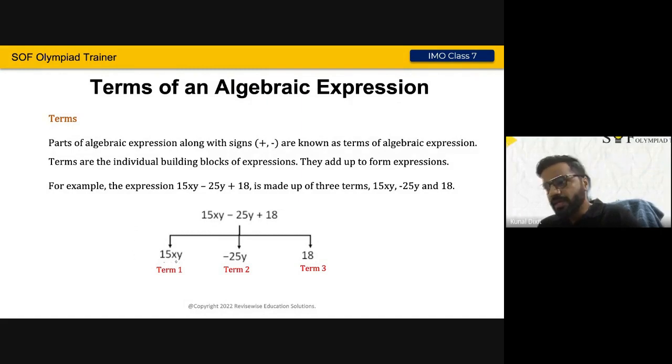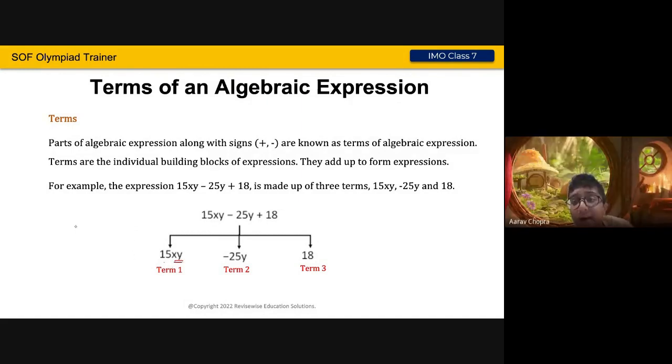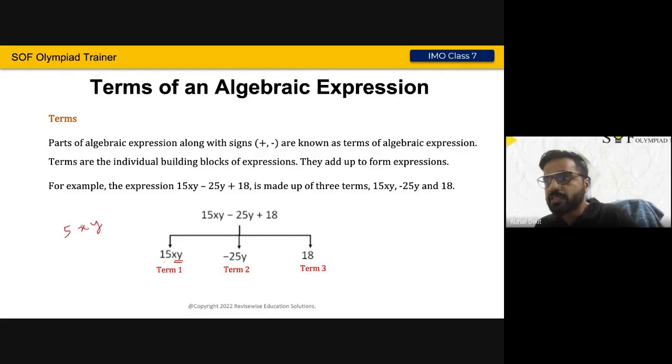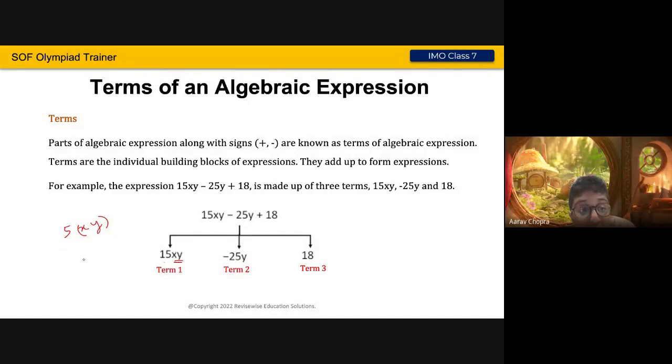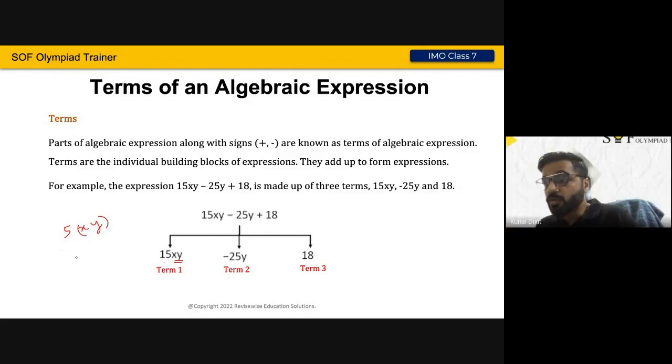Here, 5 is the coefficient of xy. You would consider your variable here to be xy. And 10 is the coefficient of 5xy? No. How can 10 be a coefficient of 5xy? It would be 10 times 5, so this would become 50.